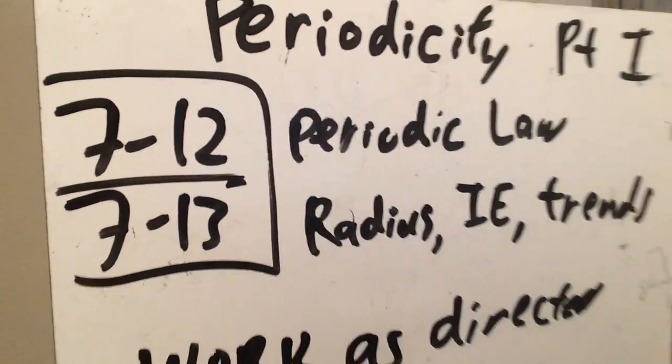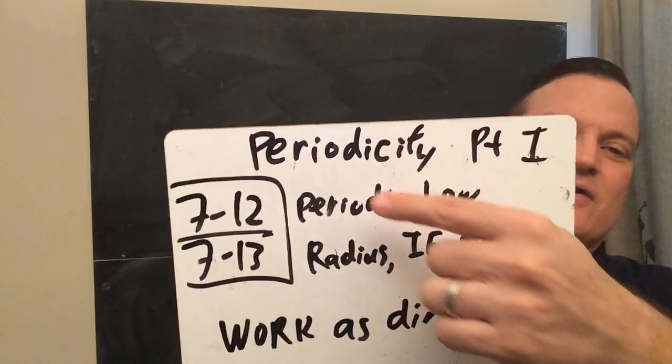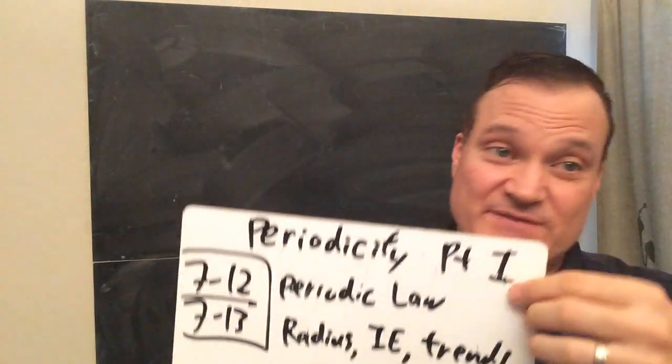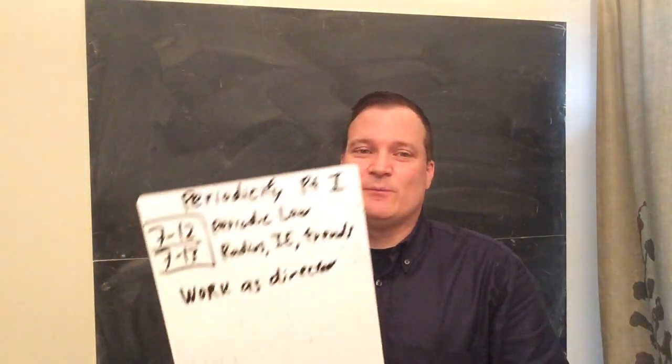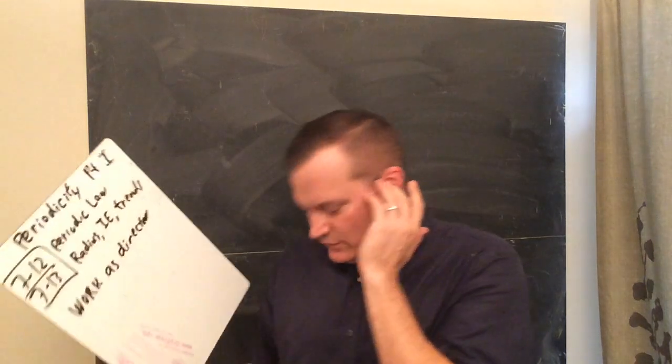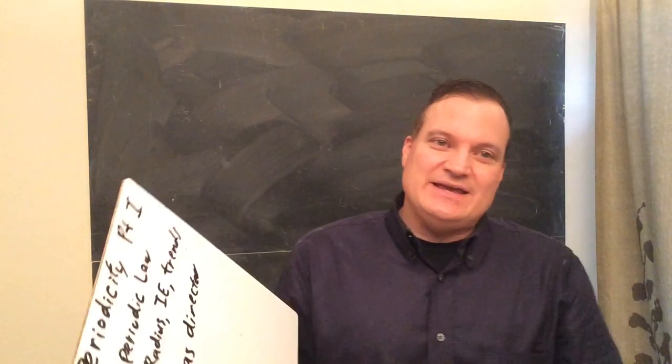This is 712, 713. All of this I'll call periodicity. I'm going to call this video part 1. I know there'll be more than one video of this. The good news is this is really easy. No math. It's more like factual information.